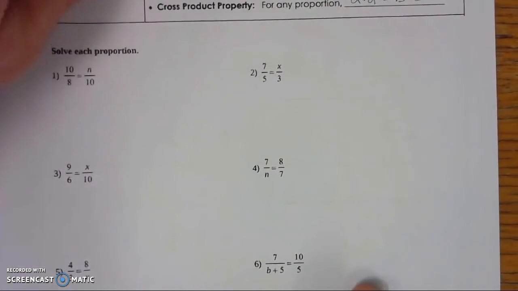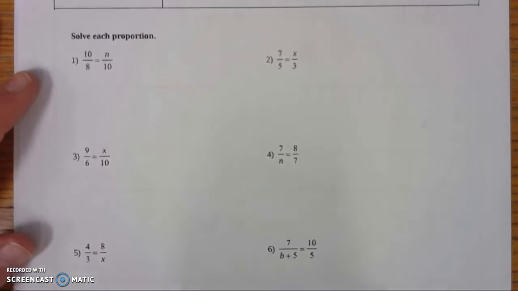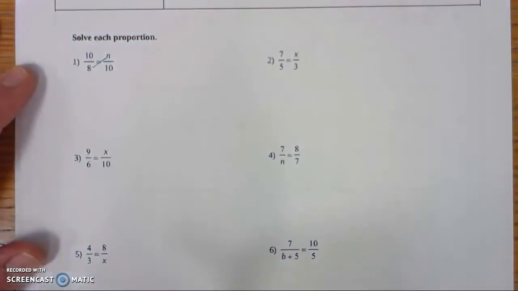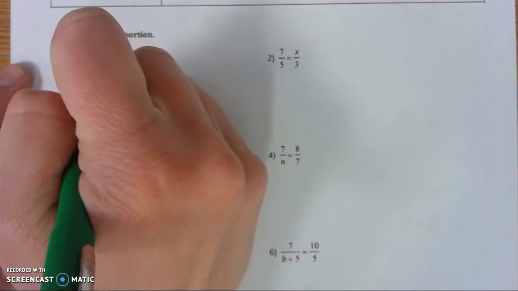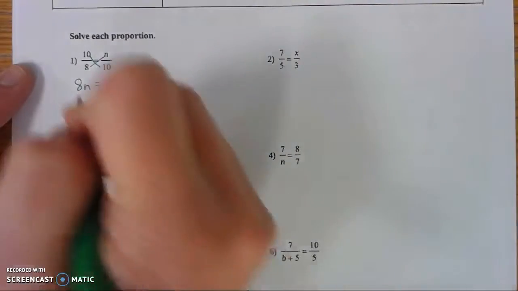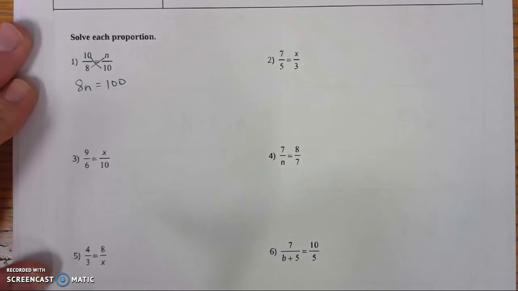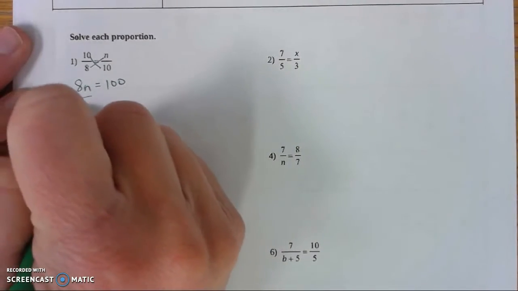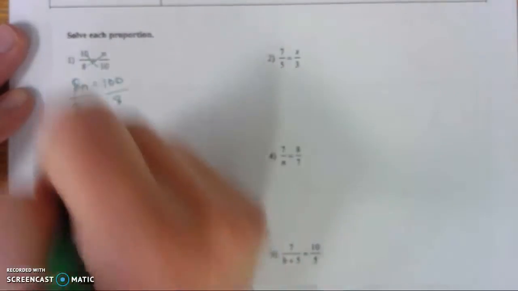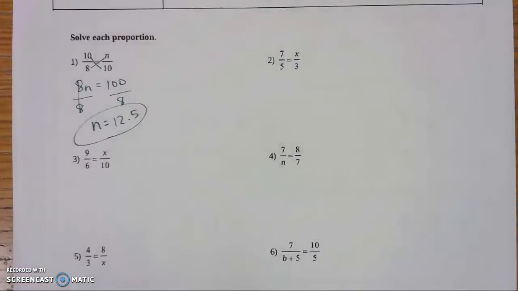Let's take a look at what that looks like. In number one, you have the ratio 10 over 8 and the ratio n over 10. We're going to cross multiply. 8 times n is 8n, and we set that equal to the other cross product, 10 times 10, which is 100. Now we're going to solve for n, so I'm going to divide by 8. 100 divided by 8 is 12.5, so that is the answer for the variable n.